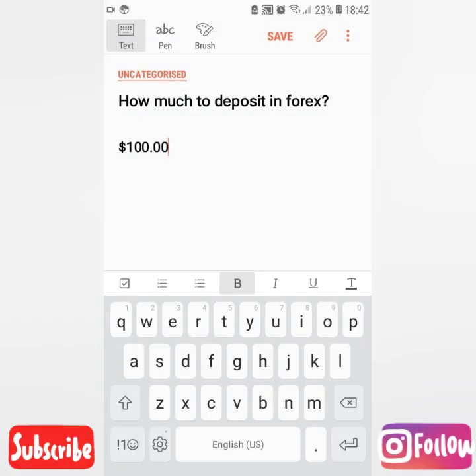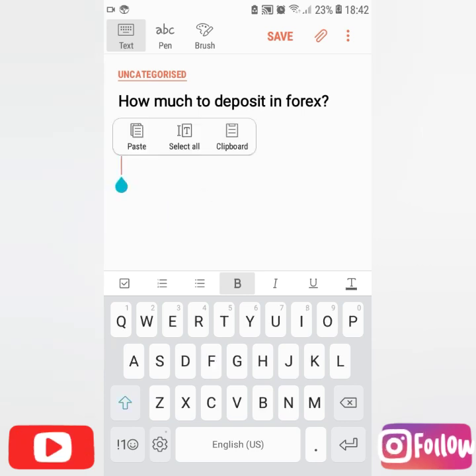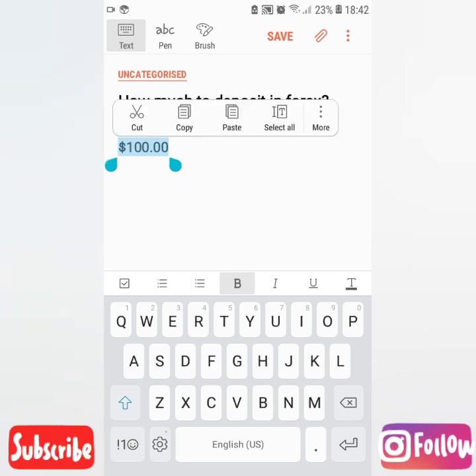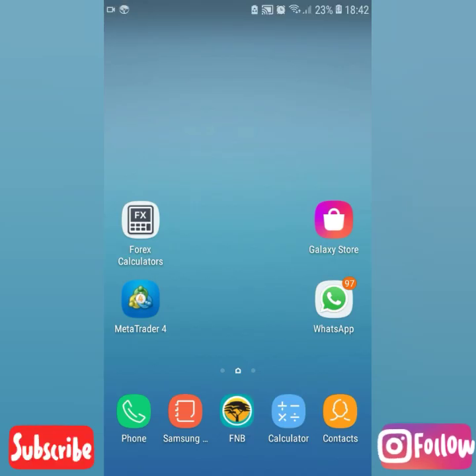We're going back to our $100 account. If you want to invest $100, or deposit $100 into your Forex account, I want to show you something so that you understand how much money you will need to put into the Forex market.